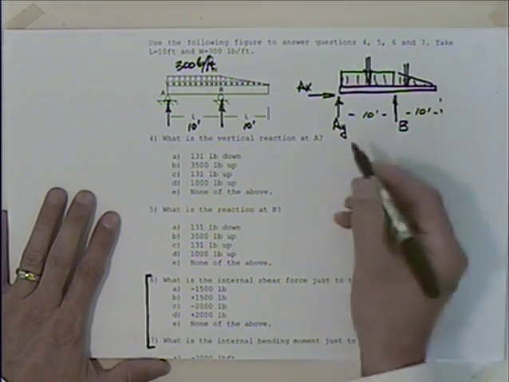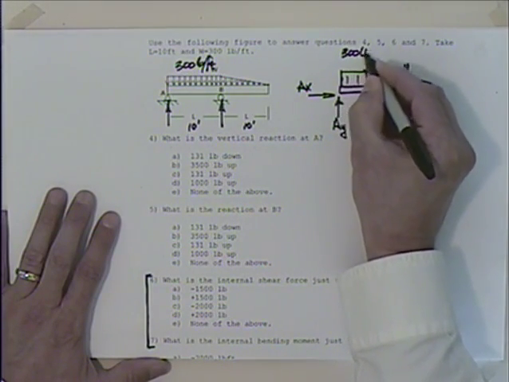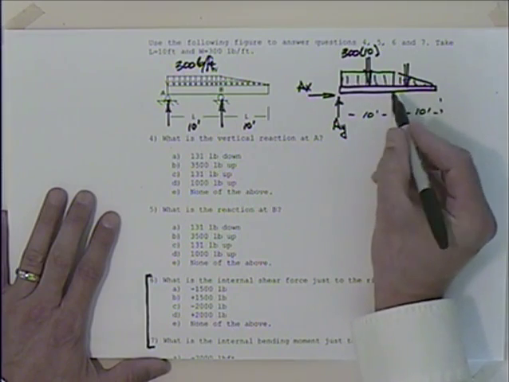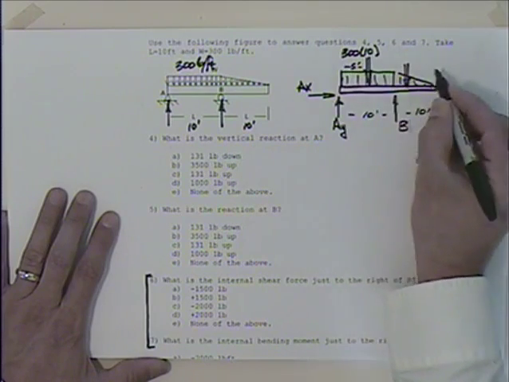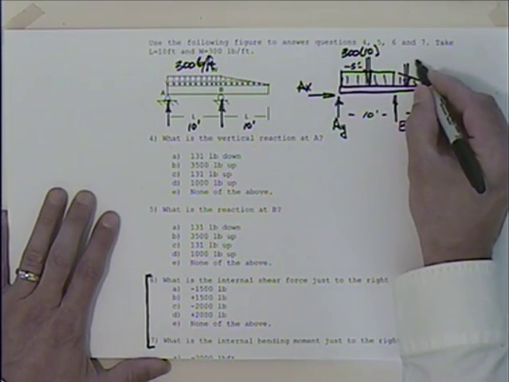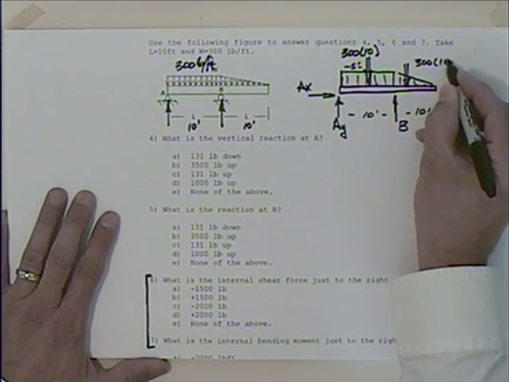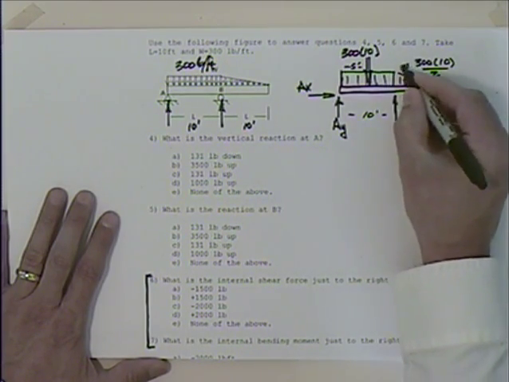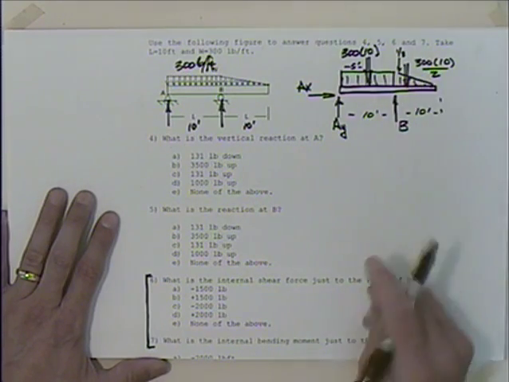and this one's going to be at the centroid of the triangle. And this one's going to be what? 300 times 10. It's the area there. And it's going to be located halfway over, which would be at 5. And then this one's going to be the area of this triangle, 300 times 10 divided by 2, and it's going to be located at 1/3 of the distance, right?